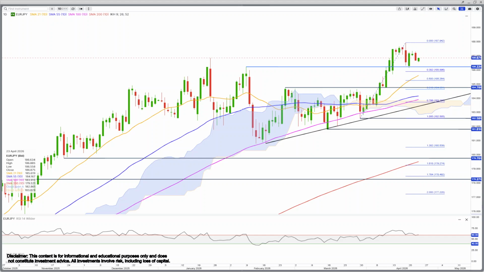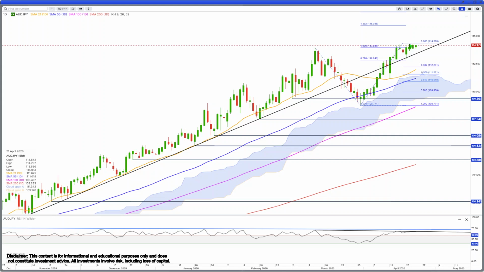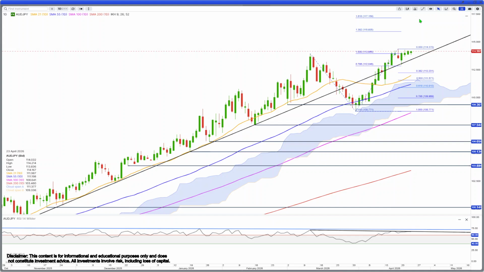So the Aussie yen is slowly just trading just below the peak. They're still in a bullish trend. If it takes out the peak there at 114.40, which it seems like it will as it bounces off the trend line there, then I think we could see it up to around 116 short term, possibly higher up to 117.